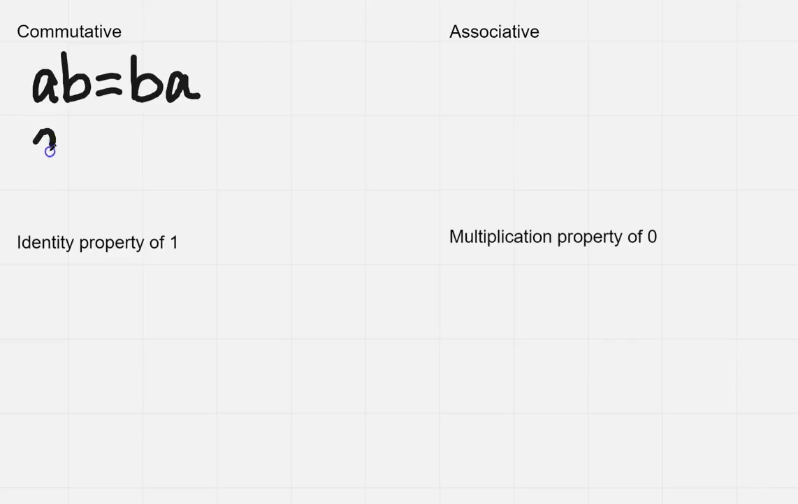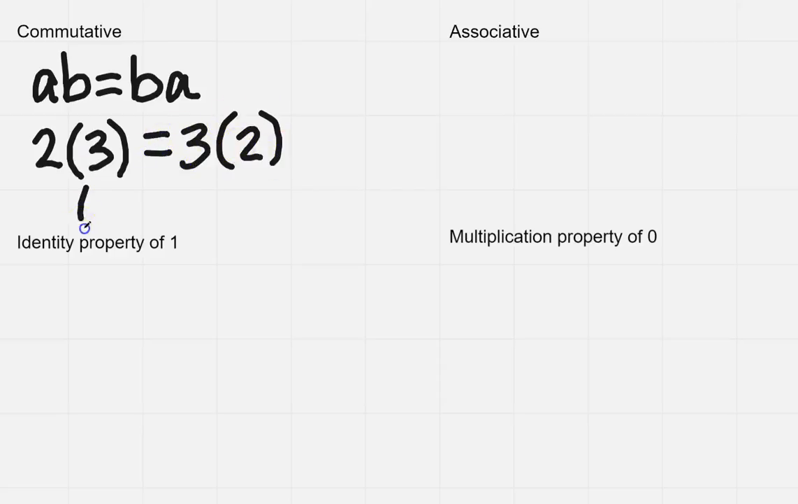So if I've got the number 2 and I multiply it by 3, it should equal 3 times 2. And we know that 2 times 3 is 6, and 3 times 2 is 6, so we know that that is a true statement. Now what about the associative?